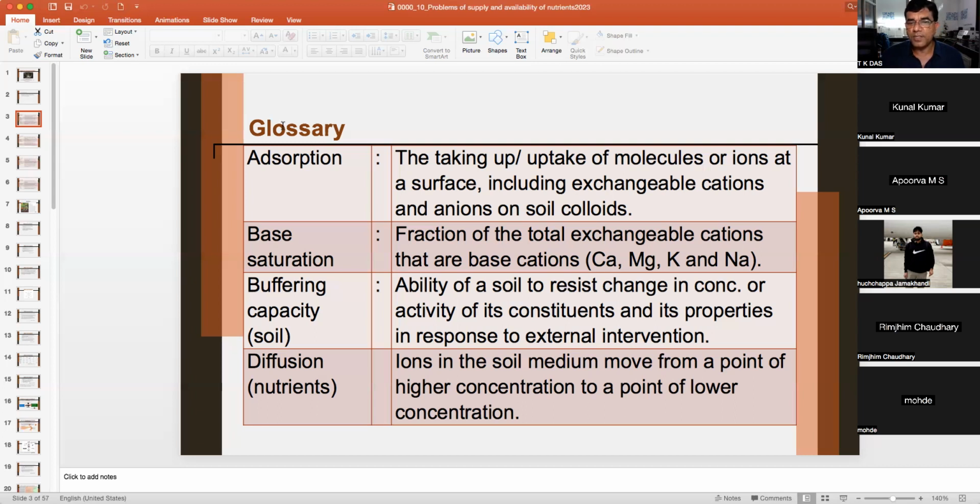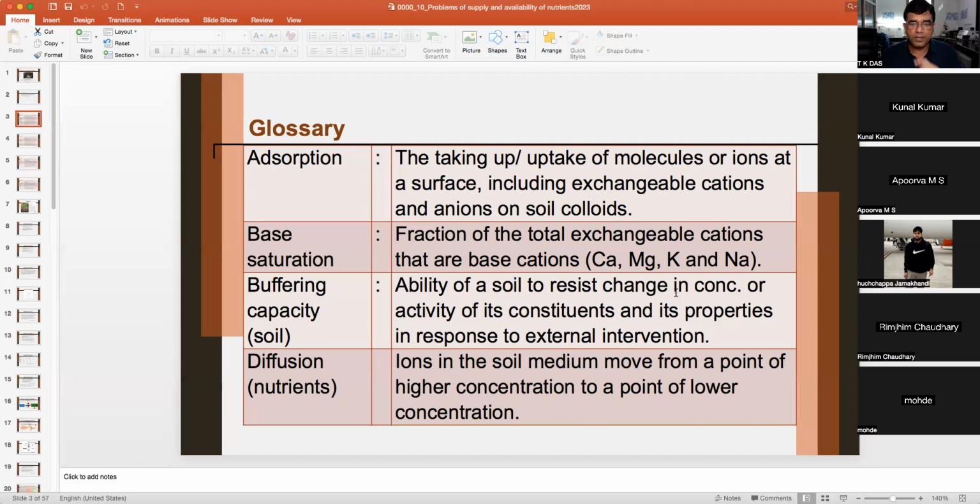Ability of a soil to resist change in concentration or activity of its constituents and its properties in response to external intervention. Means if you go for any external intervention, whether you go for tillage operations, application of fertilizers, manures, any kind of practices you do there, the soil remains much unaffected by these kind of interventions. Then it is buffering capacity of the soil.